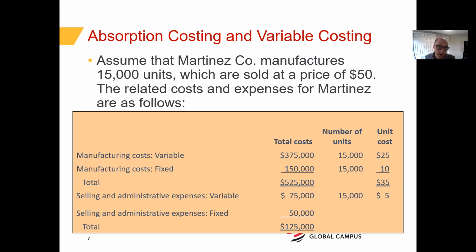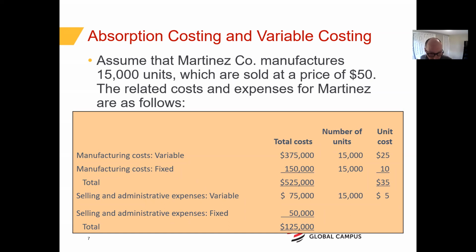Okay, here's some data. We have Martinez Company. We manufacture, well, I don't know what we manufacture, something fun. Martinez Company manufactures 15,000 units of something fun for $50. We manufacture 15,000 units and we sell those units at $50 a piece. That's nice. That's decent. Okay, let's take a look at the data related to our costs.